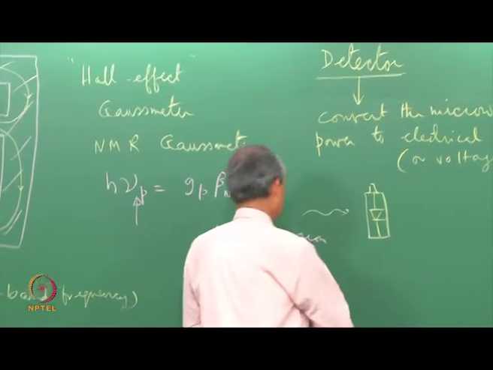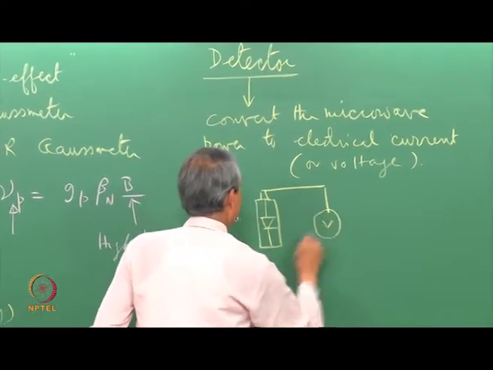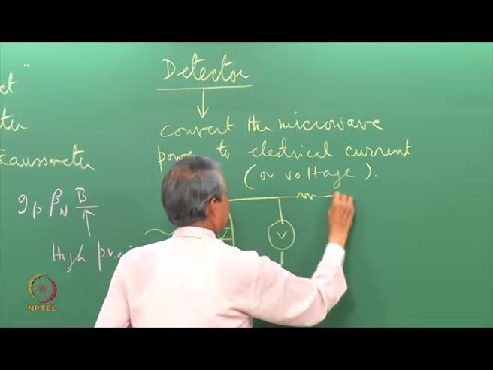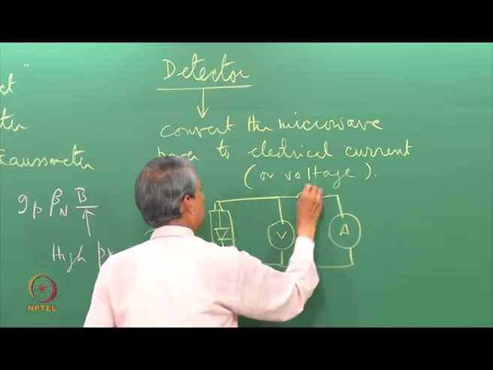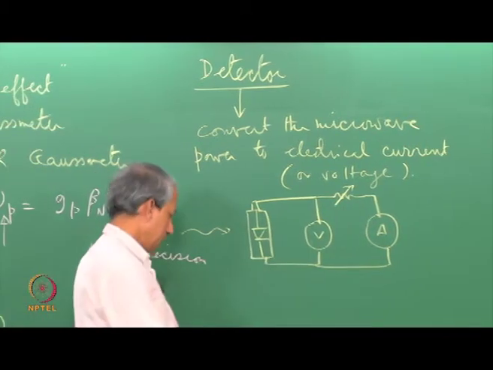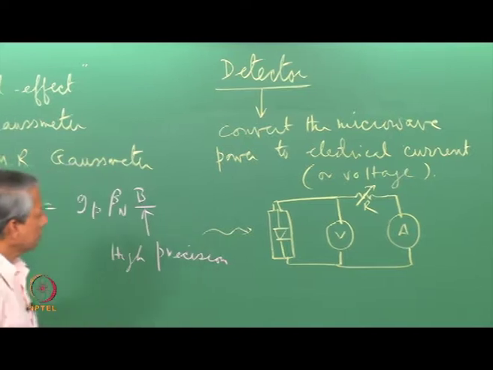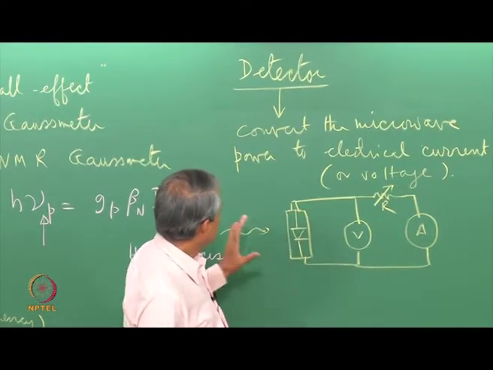So, here I can put a voltmeter and a resistance and current meter, this one, the resistance could be varied. So, by adjusting the variable resistance, I can vary the current. So, this is a simple detector.